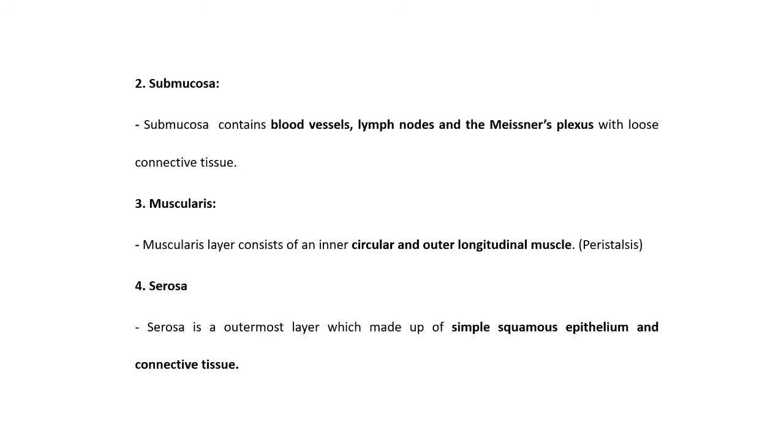Then the fourth layer is serosa. It is the outermost layer. It is lined by simple squamous epithelium and connective tissue. This thin layer of ileum provides elasticity to the ileum. That is why whenever food is digested in the small intestine, it is moreover moving from small intestine to large intestine. So at this time, these serosa are playing an important role again.